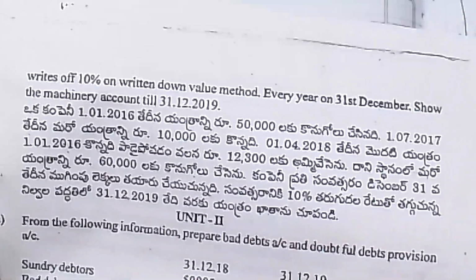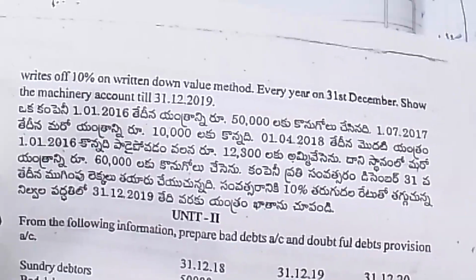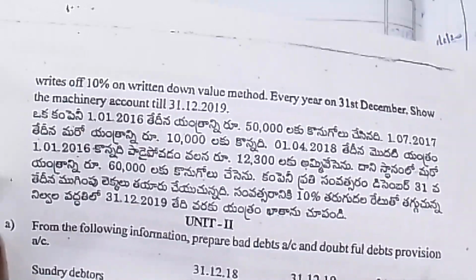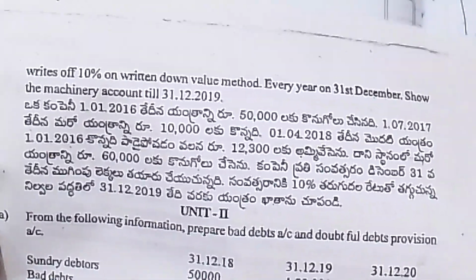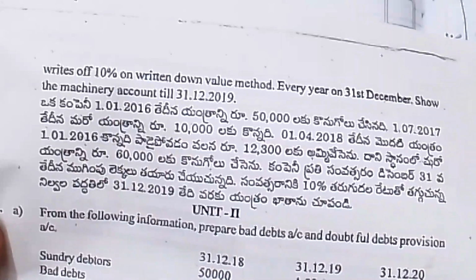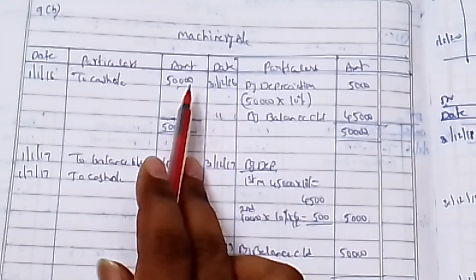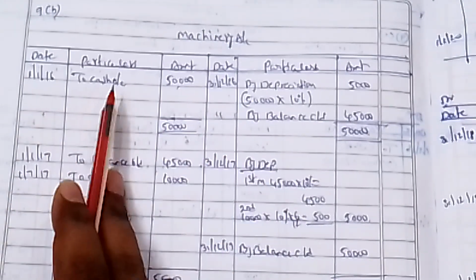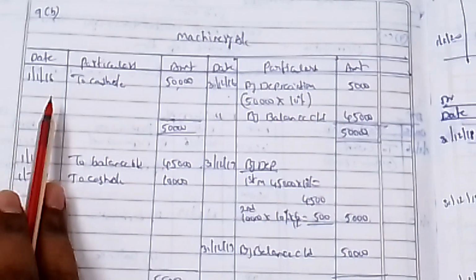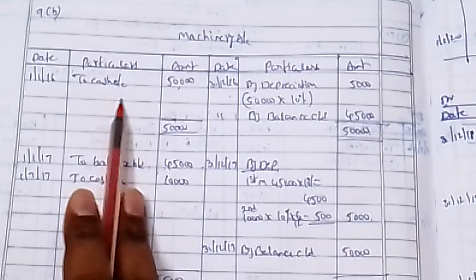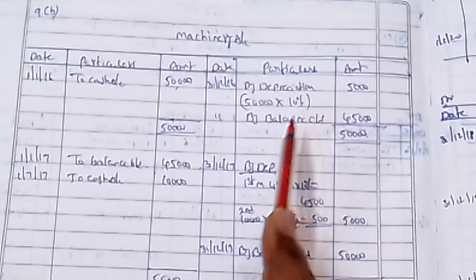The company writes off 10% under the reducing balance method every year on 31st December. So machinery account till 31st December 2019. Let us see this solution. Machinery account, T shape, date, particulars, amount. On 1/1/2016, machinery purchase 50,000. Depreciation is calculated.